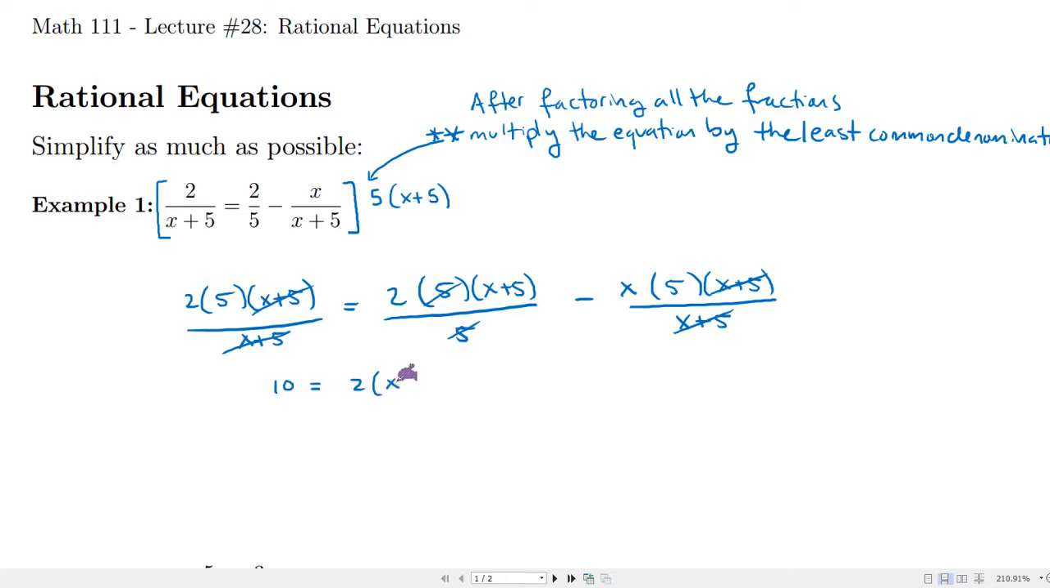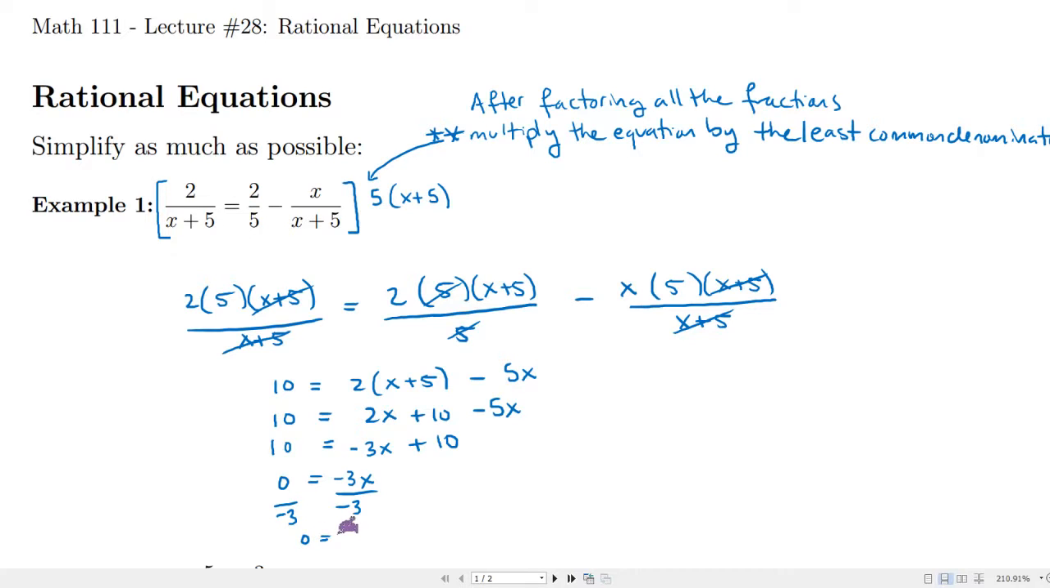So 2x plus 5 minus 5x, and now we just proceed as we normally would. So first distribute, and then we have 10 equals minus 3x plus 10. Then we'll bring this 10 over here and subtract it, so subtracting 10 over will give us 0 equals negative 3x. Divide by negative 3, divide by negative 3, so we have x is 0.